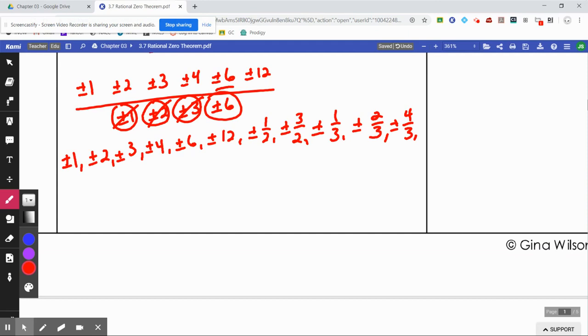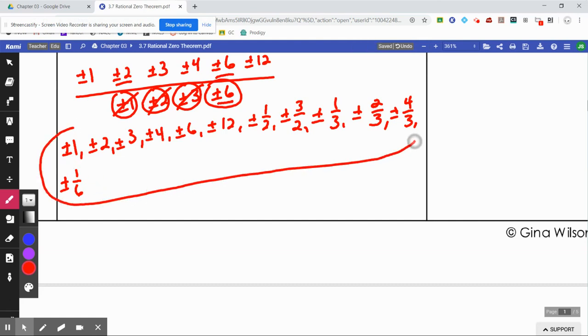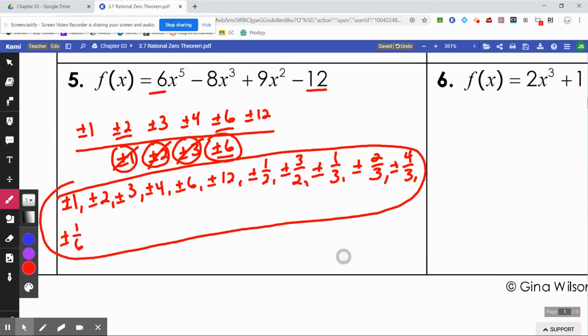Now let's move on to all these top combinations with 6. Positive and negative 1 over 6. 2 over 6 is going to be 1/3, which I believe is already on our list, so we don't have to do that again. 3 over 6 is a half. It's already on our list. We don't have to do it again. 4 over 6 is 2/3. It's already on there. 6 over 6 is 1. And 12 over 6 is 2. So I believe that's every possible rational root, but there are lots for this problem.